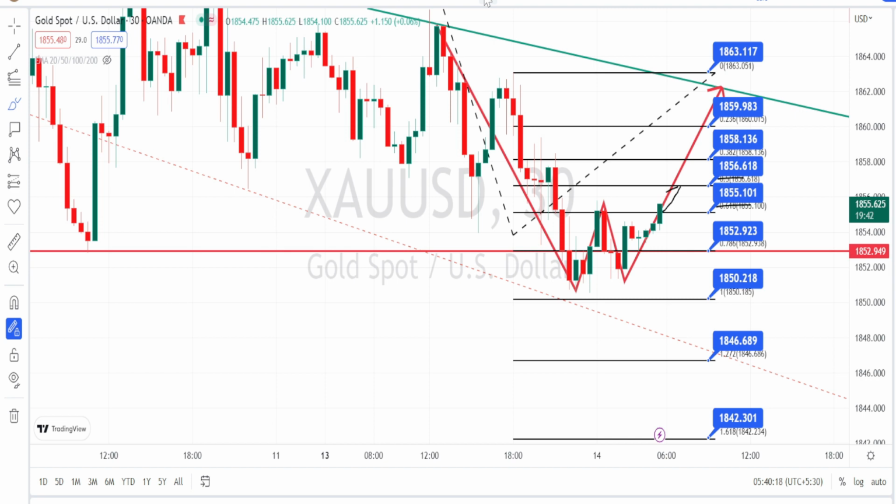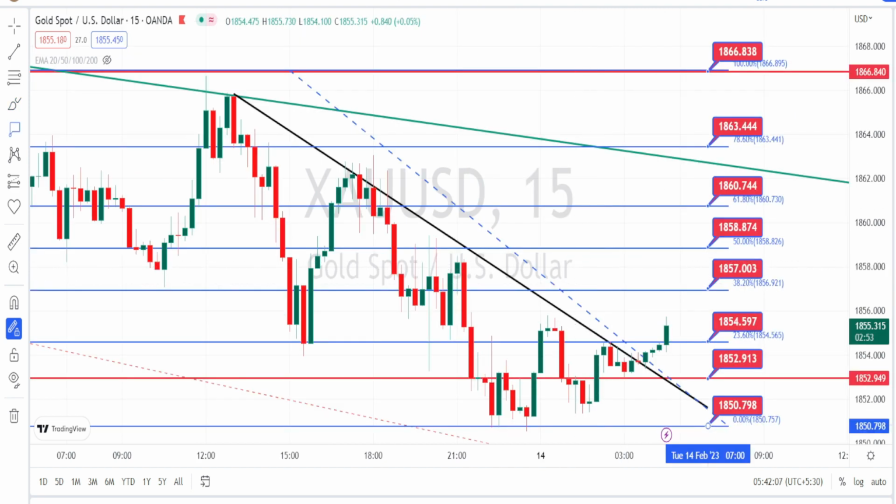Let us look at the price action in 15 minutes time frame. I am in 15 minutes time frame. When we look at the past price action in 15 minutes time frame, it was respecting this resistance line from the 15 minutes time frame, and we have noticed the price action to breach this resistance line and to start its bullish side retracement. And if the bullish side retracement continues, the immediate resistance is going to be around 1857.